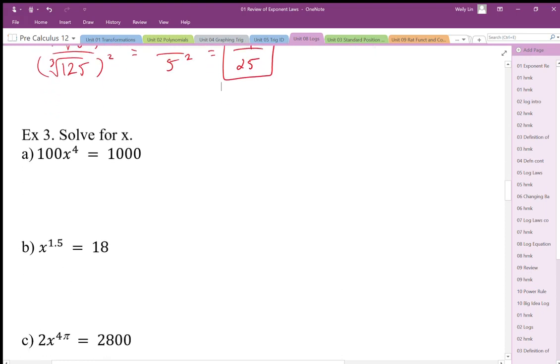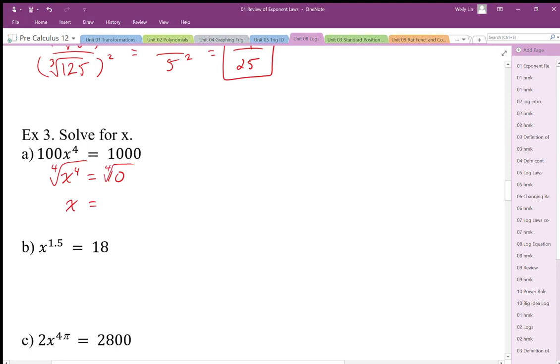Okay, so these ones here, we want to solve for x. Well, if I want to solve for x, I need to undo the times 100 and power 4. Well, I know I can undo times with divide. And I can undo powers with roots. A fourth power is going to be undone by a fourth root.